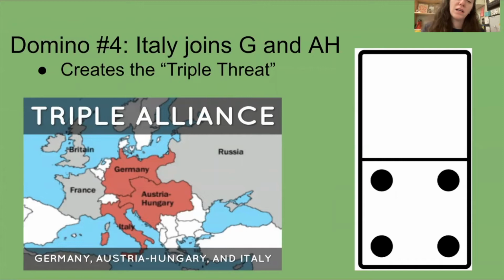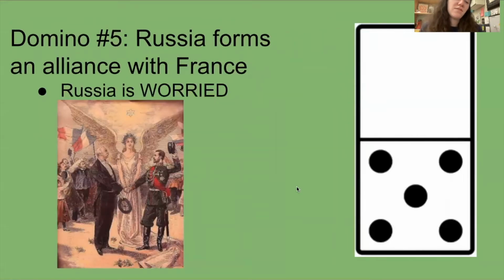Domino number 4, Italy joins Germany and Austria-Hungary, and they create the triple alliance. So we see alliances start to form between different countries when it really just started out with Germany being paranoid about France. Then we have domino number 5, Russia forms an alliance with France. So they see Germany forming their alliance. France is like, oh, okay, we need to form an alliance with Russia then. So we see all different countries getting involved, and Russia's worried too, right?